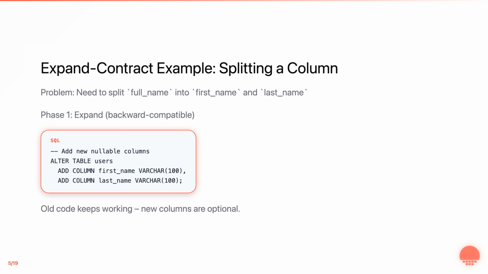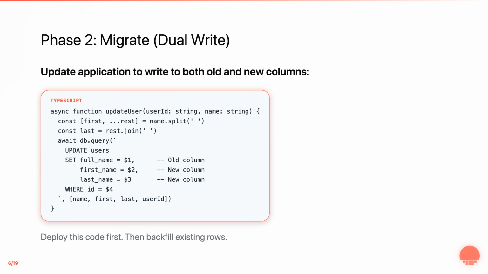Old services keep writing to full name. New deploys can start populating the split fields. Everything coexists peacefully because you haven't removed anything yet. Now comes dual writes. Update your application code to write to all 3 columns. The old full name and both new split fields. Deploy this everywhere first, let it run for a bit, then backfill historical data.